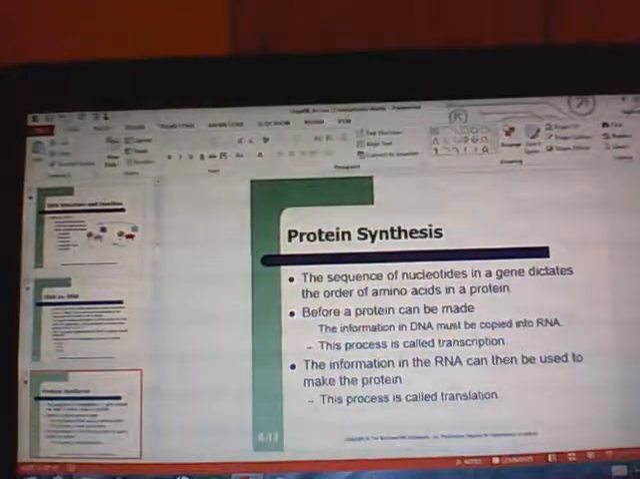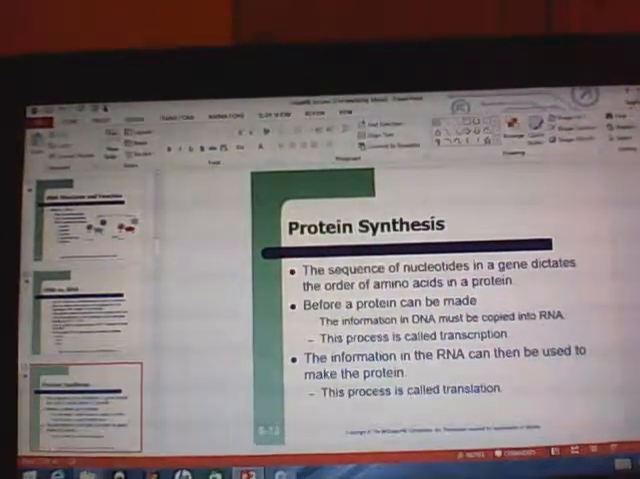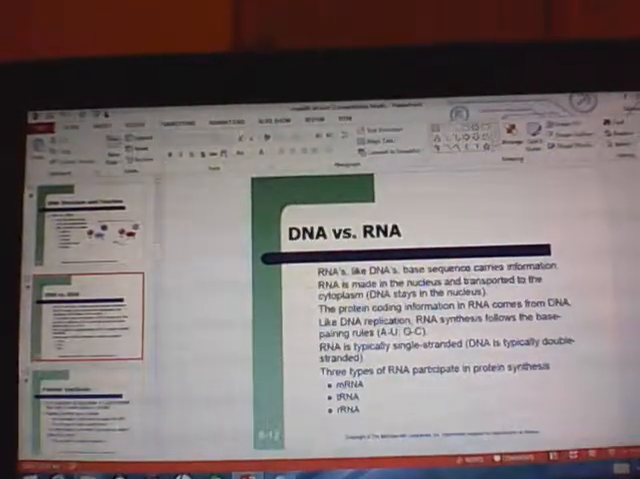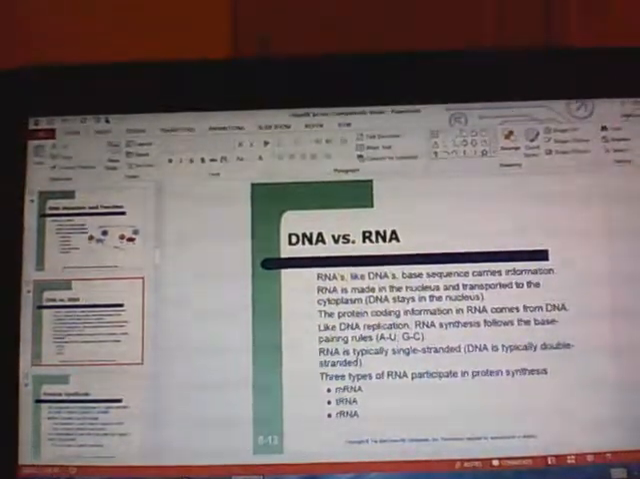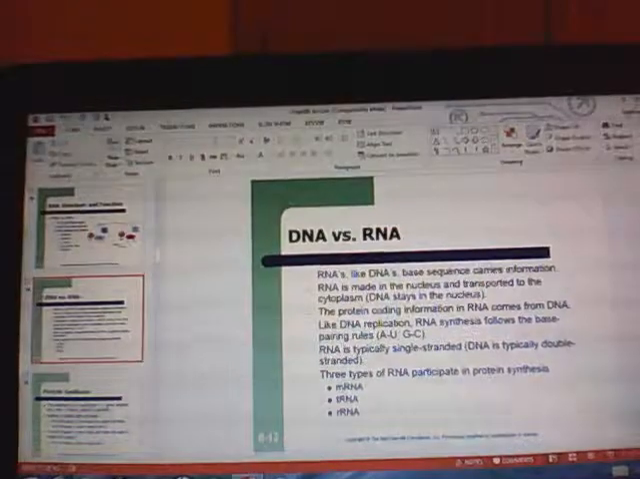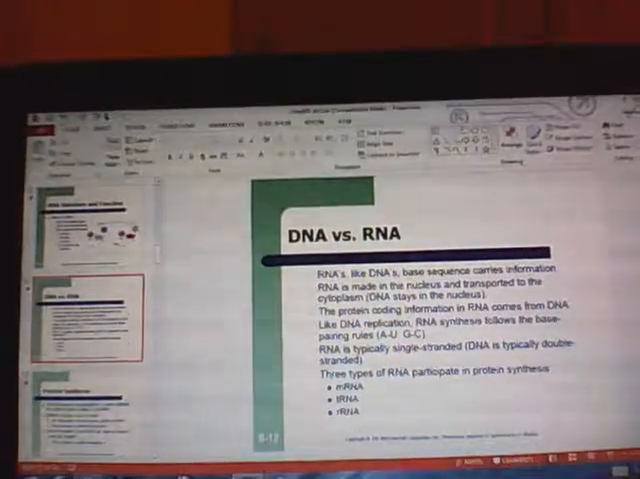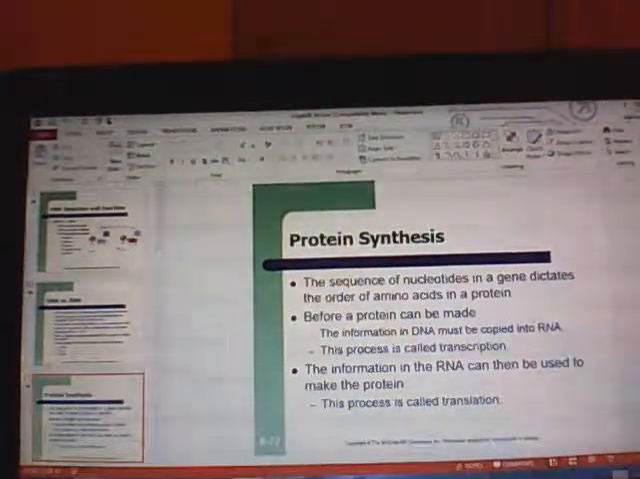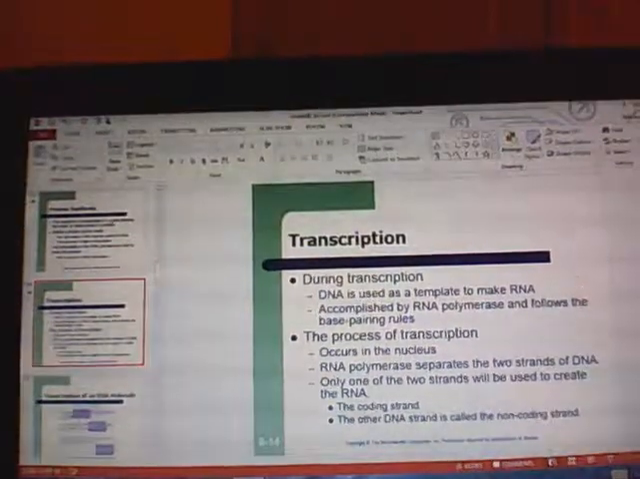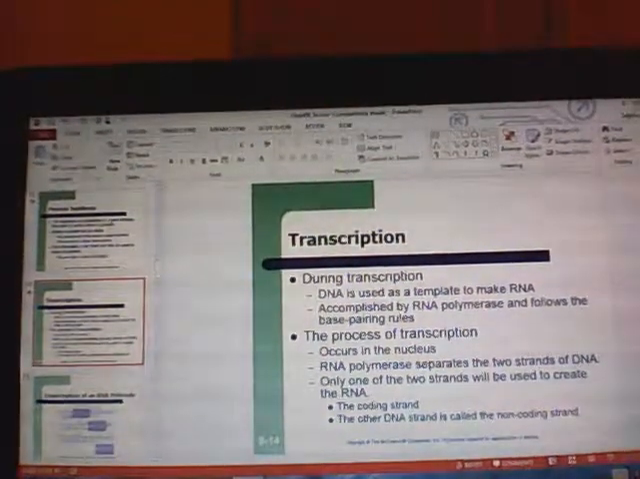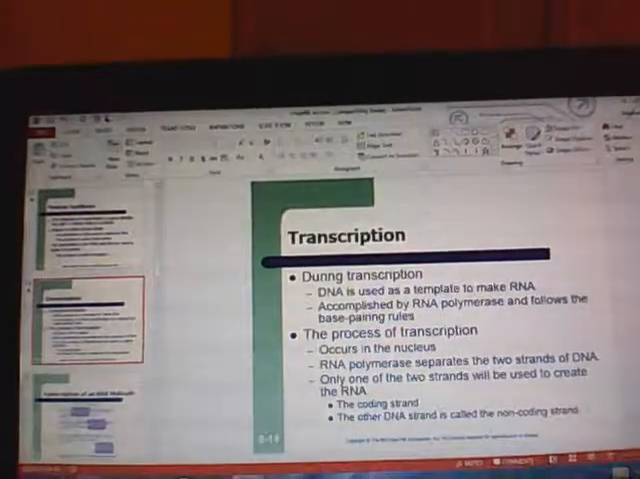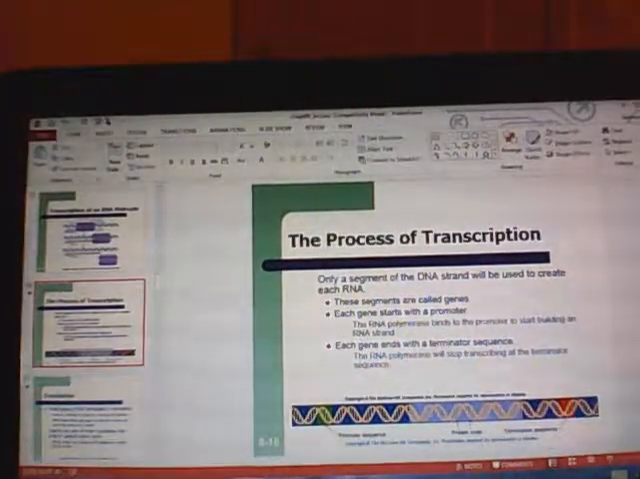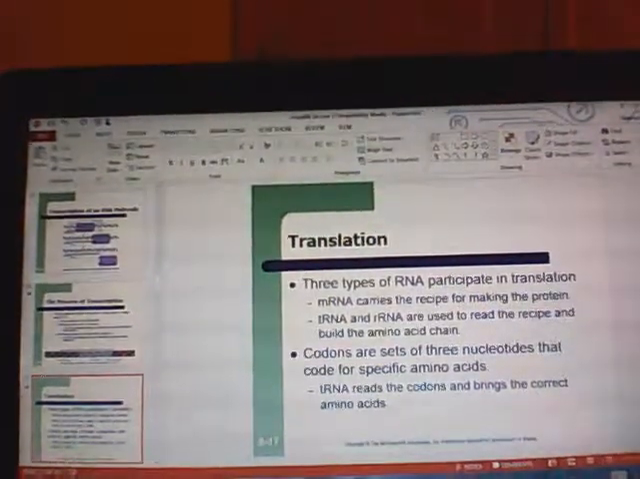And so remembering those, rRNA is what ribosomes are made of. tRNA transfers the amino acids to make the proteins. And then messenger RNA is your main RNA used to tell what protein is being made. So transcription, of course, is the process of going from DNA to RNA. So you should remember that. And then this just talks about the process of transcription. I don't go through that as much.